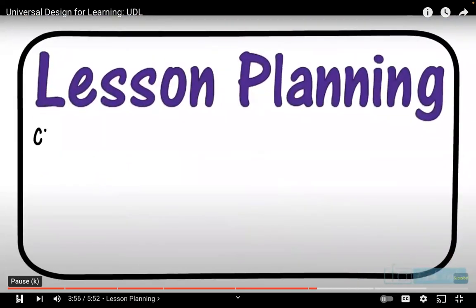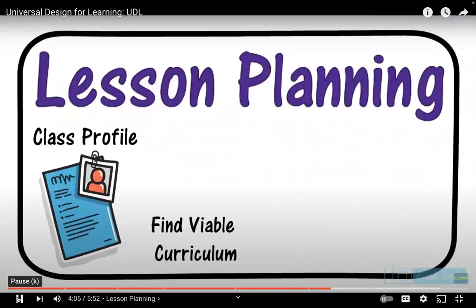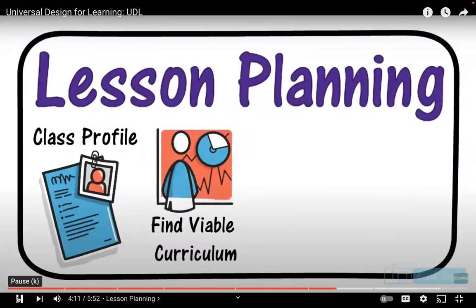One way to get started is to create a class profile and get an understanding of each student's strengths and weaknesses, their likes and dislikes, and so forth. You don't want to plan a lesson without having a viable curriculum. Educators may have to audit the current curriculum and find out ways to improve the quality.